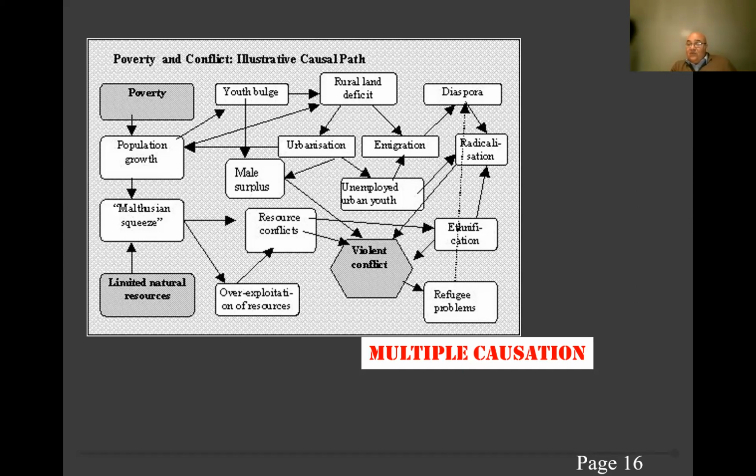It creates a kind of youth bulge. It creates a kind of male surplus. Urbanization leads to population growth, etc. There are too many variables, and they're interacting with each other. And sometimes it becomes meaningless. It's something important. Simple is beautiful.